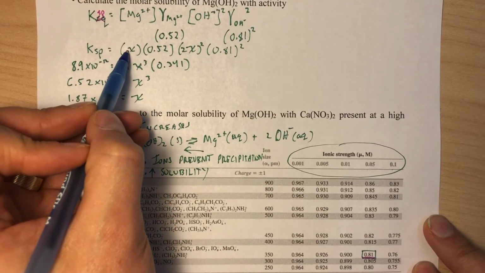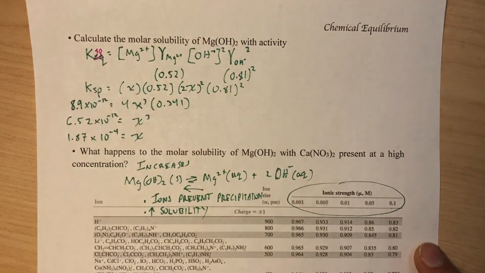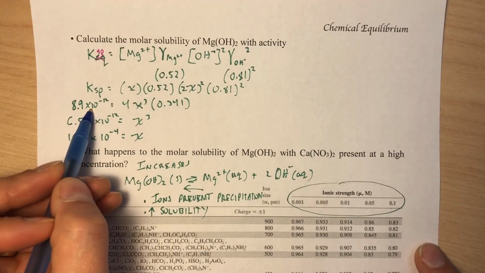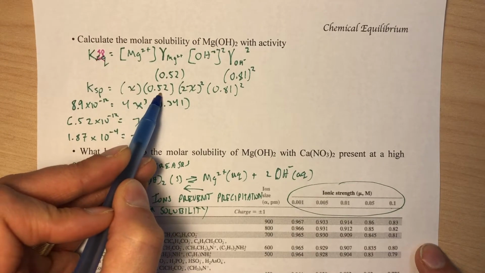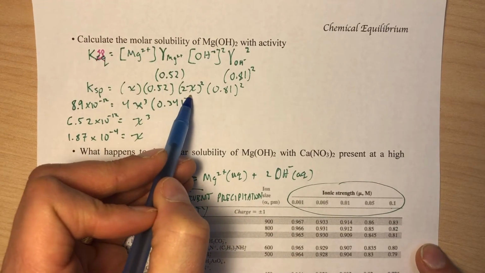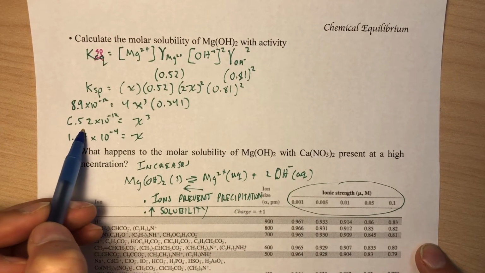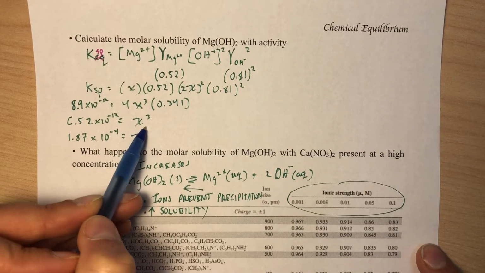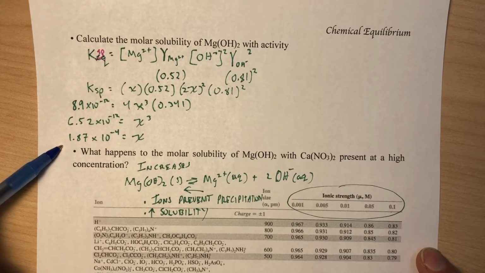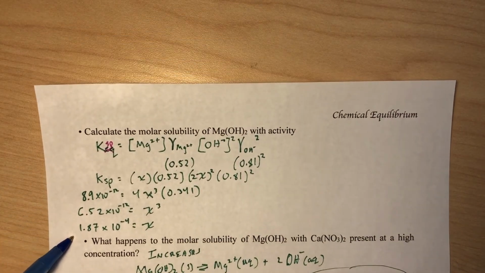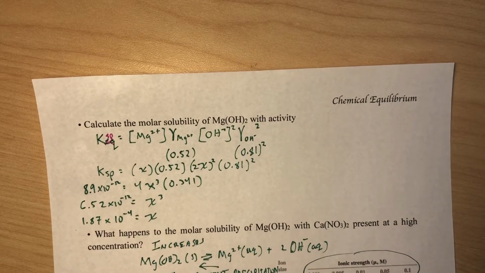We are solving for x, our molar solubility, which is what the question is asking for. So we bring in the KSP, which is 8.9 times 10 to the negative 12, and that's going to be equal to x times activity coefficient 0.52 times 2x squared for hydroxide times the square of its activity coefficient. We end up with 6.52 times 10 to the negative 12 equal to x cubed, and we can solve for molar solubility, which is 1.87 times 10 to the negative 4th. So that is the molar solubility of magnesium hydroxide when a bunch of other ions are present.